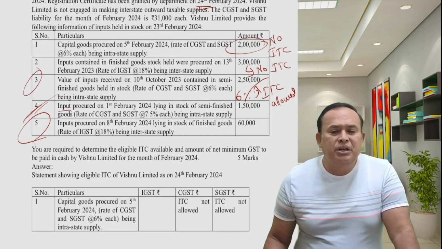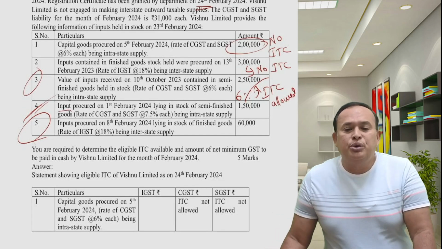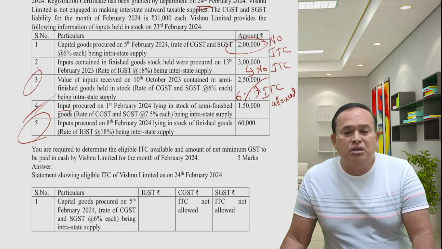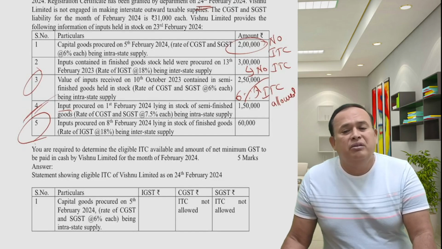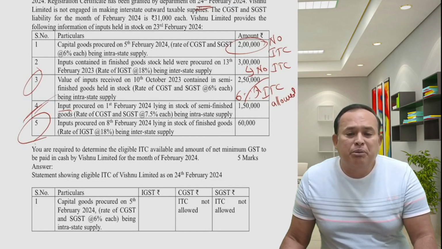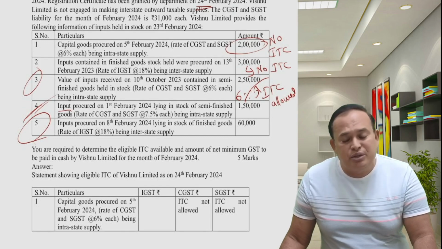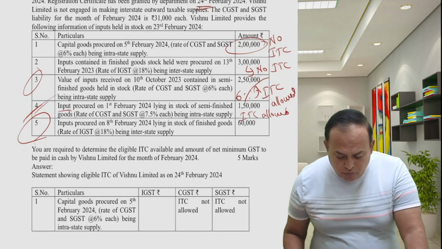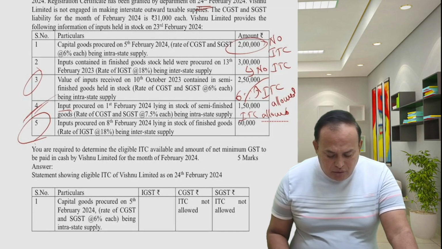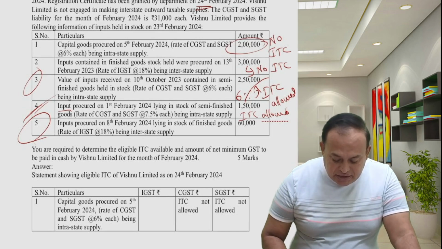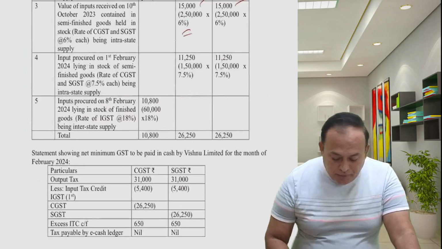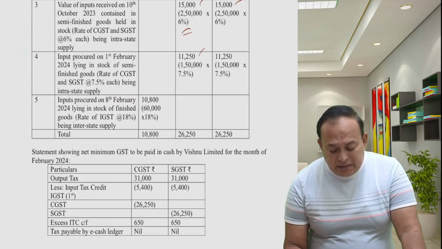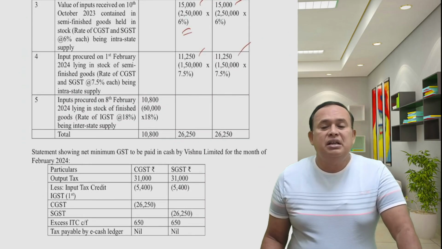Inputs procured on 1st February 2024 lying in the stock as semi-finished goods, 1,50,000 rupees. ITC allowed? Well allowed. What is this supply? Intrastate supply. So ITC allowed at 7.5% CGST on 1,50,000: 11,250 CGST and 11,250 SGST ITC allowed.